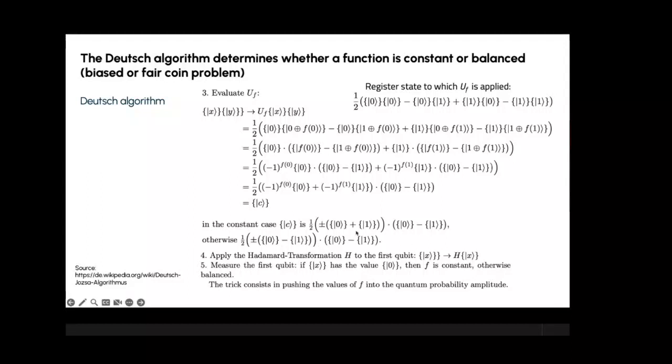So now you have 2 bits, right? The first bit is this bit, and the second bit is this bit. And now you take this first bit, which has either a plus sign if it's constant, if f of 0 is 0, and if it's balanced, you get a minus sign here. The second bit is the same. And now you apply the Hadamard transform to the first qubit, and then you measure it. And if it has value 0, then f is constant, and if it doesn't have value 0, then it is balanced.